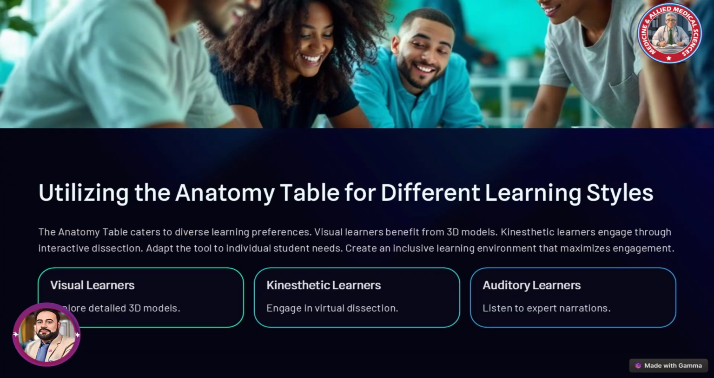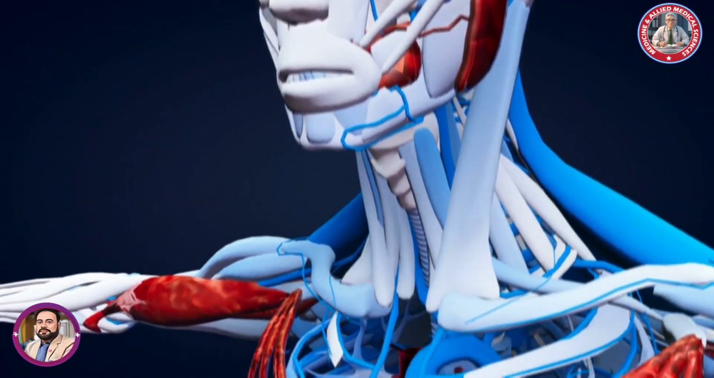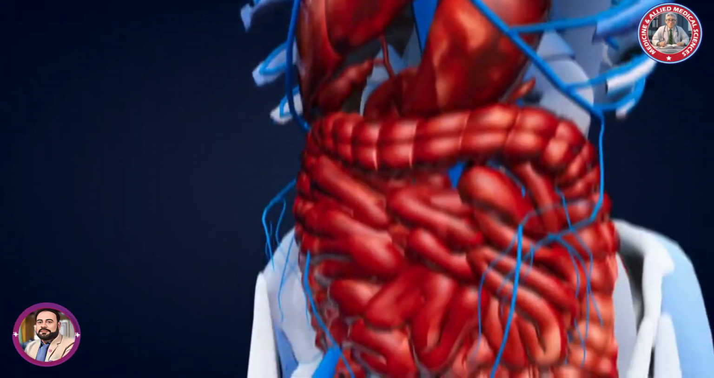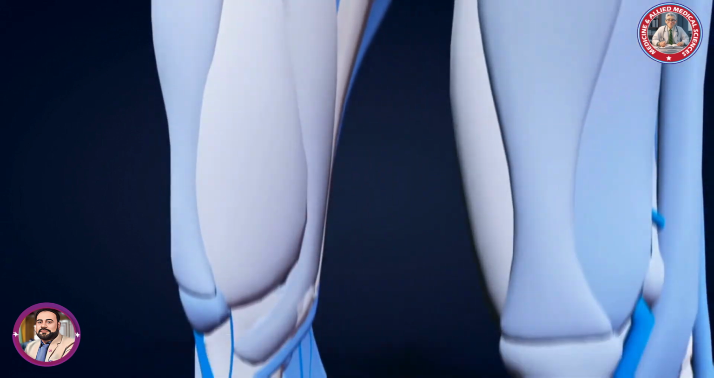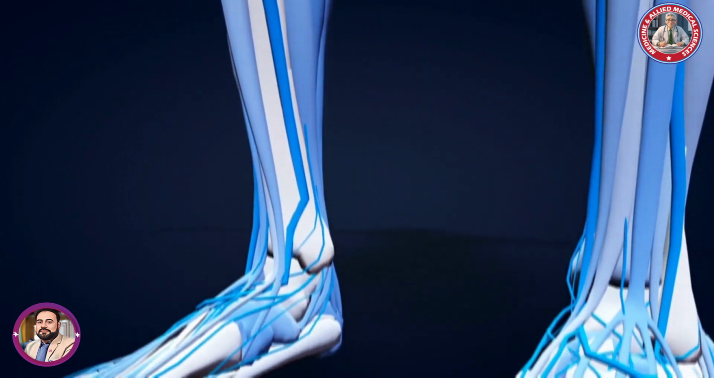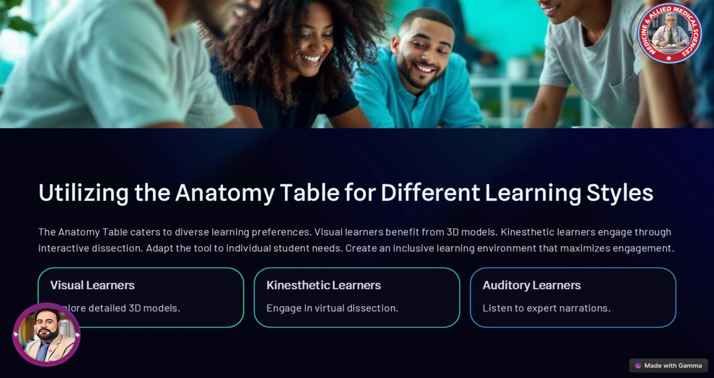1. Kinesthetic learners. Engage through interactive dissection, allowing hands-on exploration. Rotate, zoom, and manipulate 3D models to study anatomical relationships. Perform virtual dissections to understand layers and structures dynamically. 2. Auditory learners. Benefit from integrated audio explanations and guided lessons. Use voiceover features or instructor-led discussions to reinforce concepts. Participate in group discussions and verbal quizzes to solidify learning.